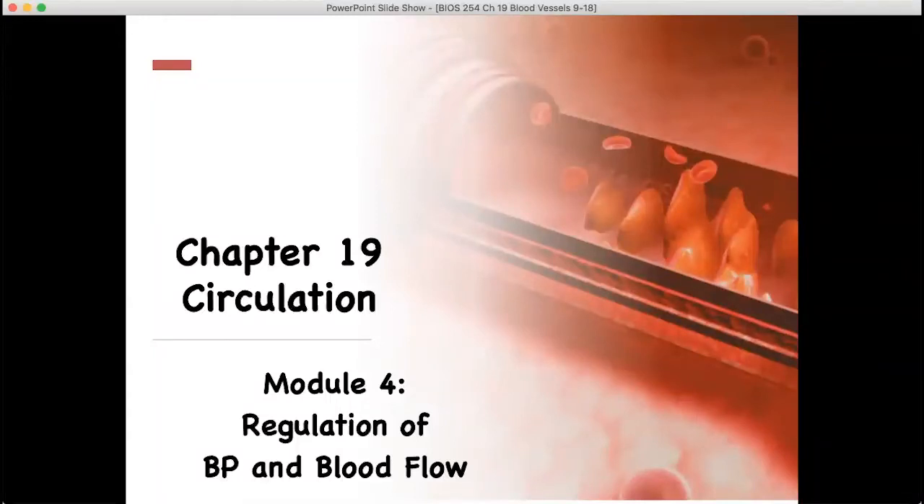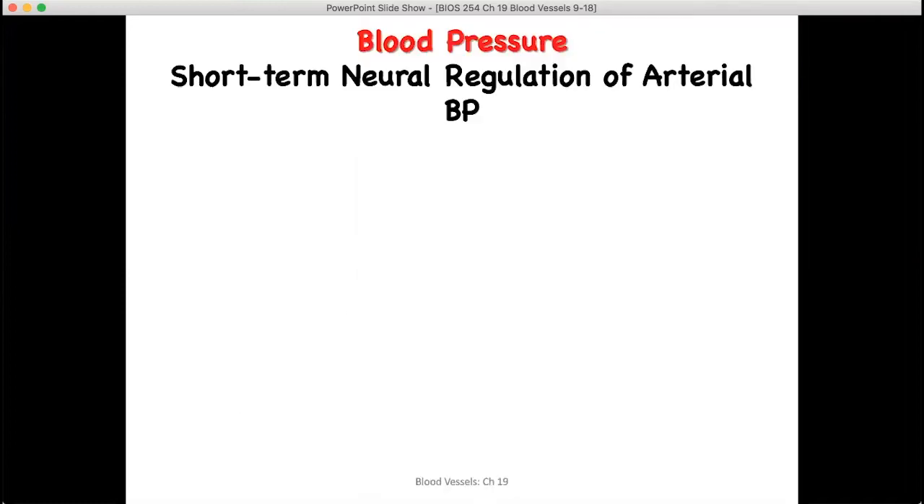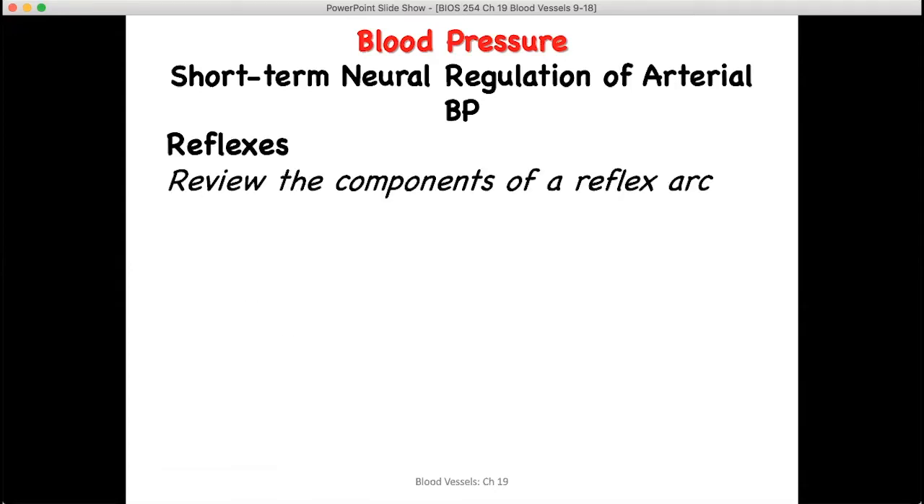This is Module 4 for Chapter 19 on the circulation. In this module, we'll look at the regulation of blood pressure and blood flow. We'll be spending our time looking at the regulation of arterial blood pressure. Let's begin with the short-term neural regulation, and this is going to involve a reflex. You may want to go back and review the components of a reflex arc that were covered in AP1.